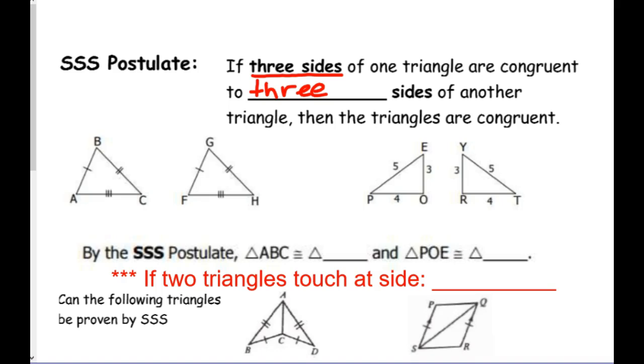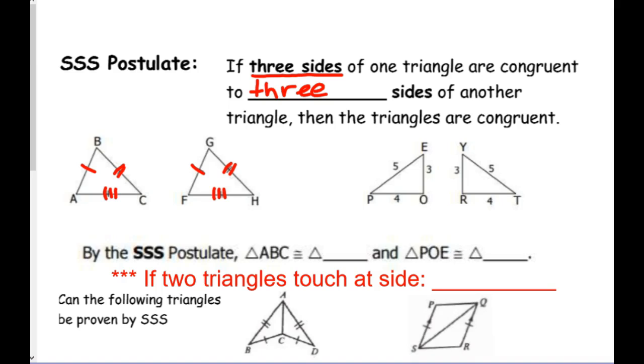Okay? So I want you to notice, you have to have it labeled. It has to be labeled for it to work out. Look right here. I got 1 pair, 2 pair, 3 pair. If all 3 sides match, then you're going to write SSS. They're congruent because of SSS. Okay?